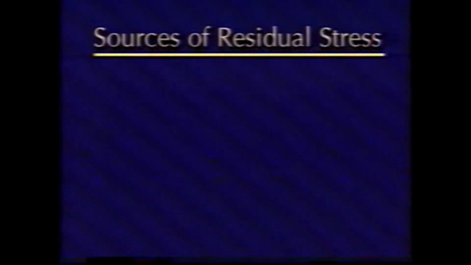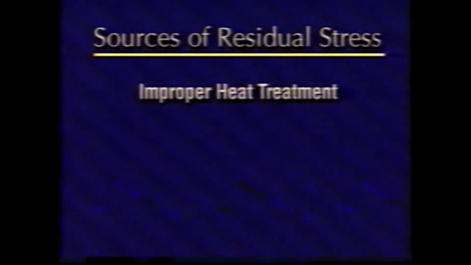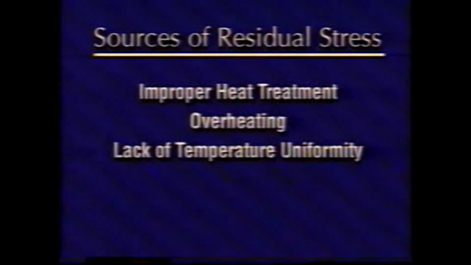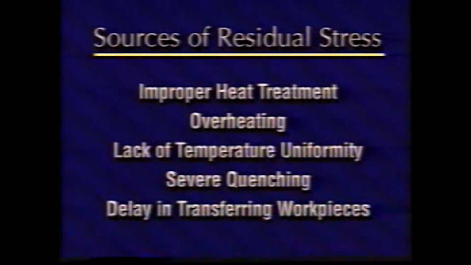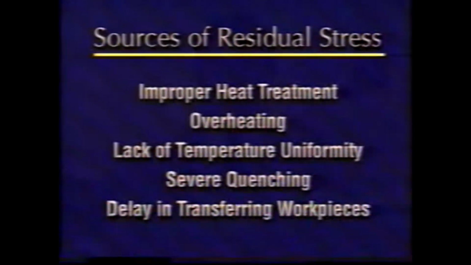Other sources include improper heat treating practices, such as failure to preheat when required, overheating during austenitizing or solution treating, failure to provide required temperature uniformity in furnaces, use of quenching practices too severe for a specific alloy or part shape, and undue delay in transferring workpieces from the quenchant to the tempering furnace.